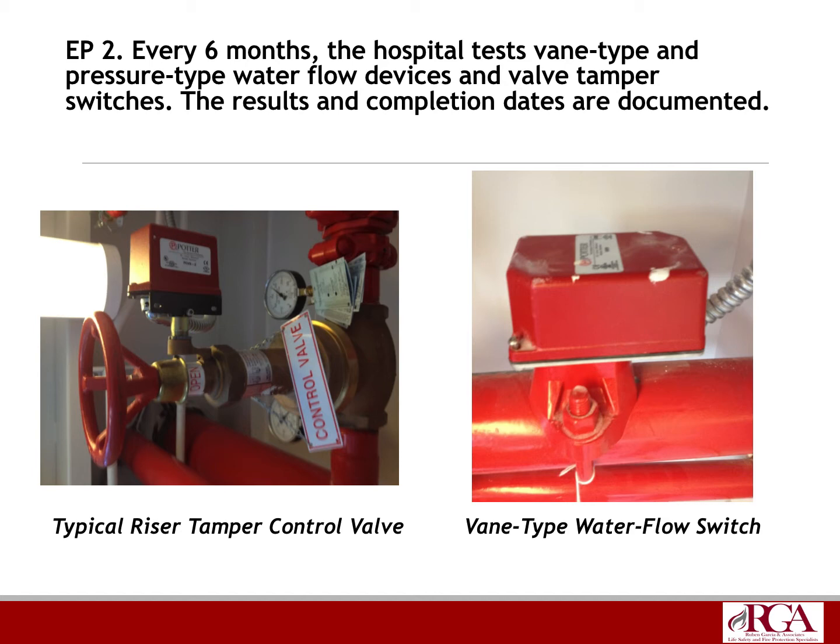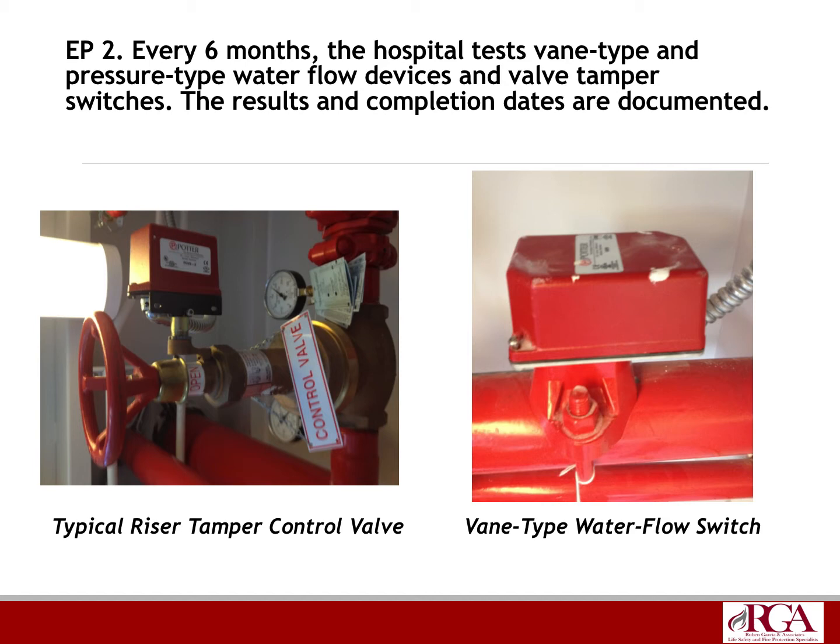So keep that in mind if you're trying to reduce cost. The minimum standard says every 6 months you shall test tamper control valves and vane type water flow switches. Now, your control valve is your water source shutoff for your sprinkler system. It's important that they're supervised because if someone's doing any work or someone maliciously shuts it off, you won't have any water to put out the fire or suppress the fire.